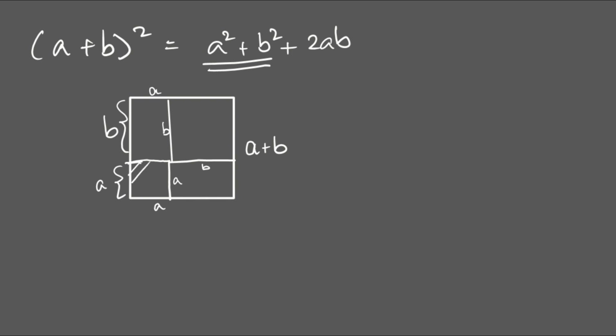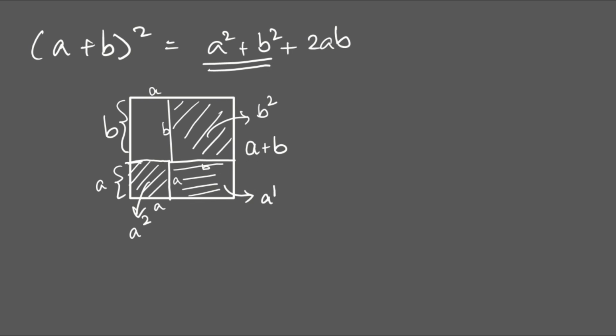So the area of this square will be a², and the area of this square is b². And this portion is a rectangle with length b and breadth a. So the area of this portion is a × b. Same with this rectangle. The area is a × b.